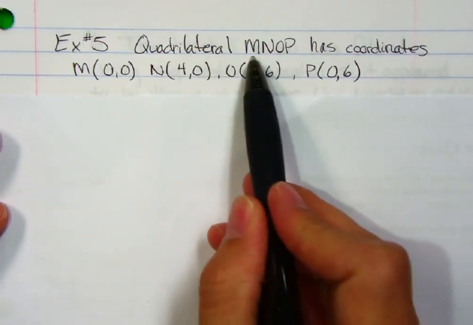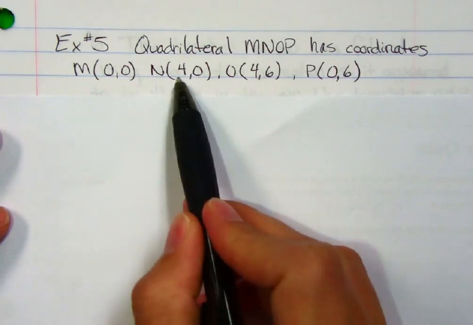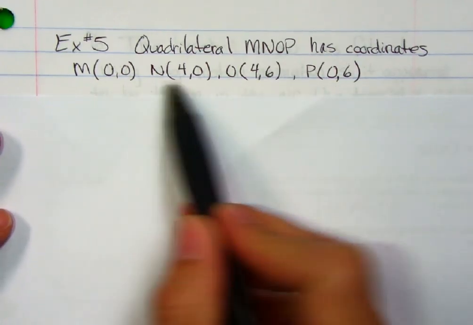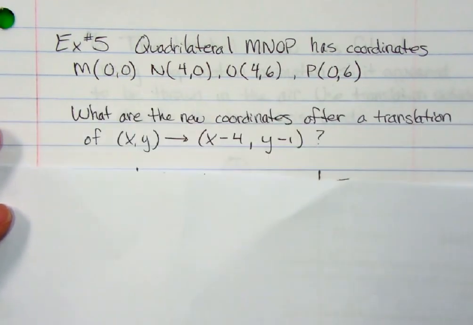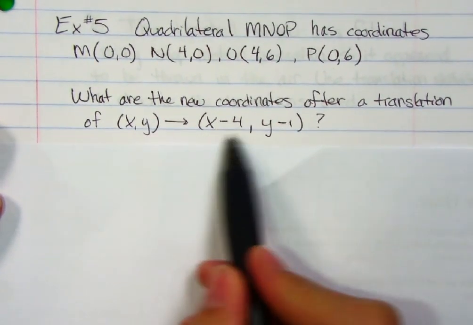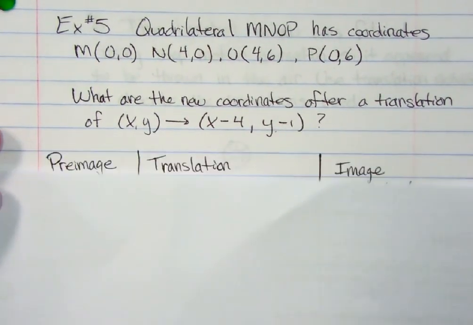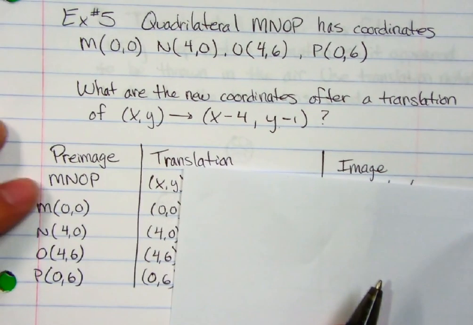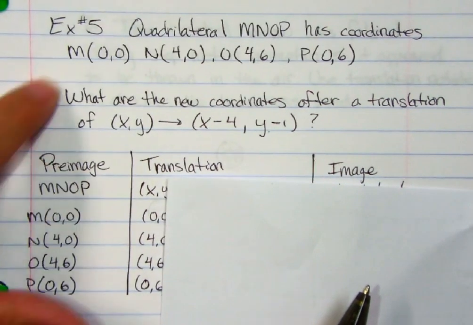So a quadrilateral, MNOP, has the coordinates MNOP. These are the vertices, the corners of the quadrilateral. Okay, what are the new coordinates if this is the translation they're asking you to do? So once again, I'm going to do that same table. Here was M, N, O, and P. I just wrote those from here.